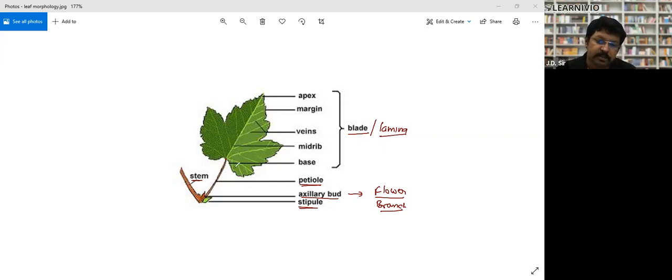This is the base. And there is a midrib. This part is called the midrib. From the midrib, veins come out. This part is the margin. This part is called the apex. So this is actually the morphology of leaves. Take the screenshot. Put the heading morphology of leaves.